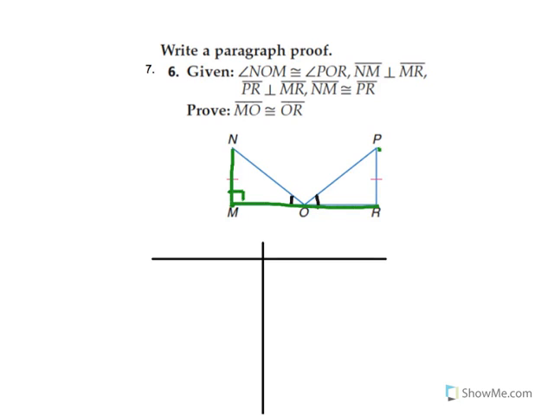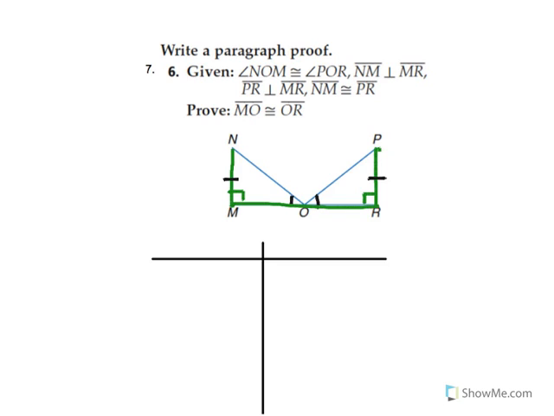PR is perpendicular to MR. What does that mean? This angle here is 90. And then they tell us that NM, side NM, is congruent to side PR. Now we have to pick our postulate. We have put the given into the figure. Now we pick our postulate.